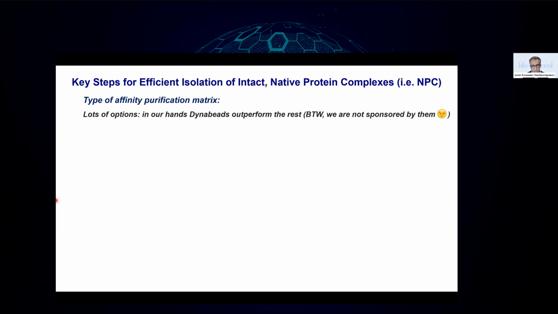They all have different properties, but in our hands, the affinity matrix that usually outperforms all the others are Dynabeads. I say here, we are not sponsored by them, it's just my honest recollection after many years of doing this. Dynabeads are usually the ones that work the best because it's a solid matrix. It's not porous, so there's no size exclusion limit to what you can pull out.